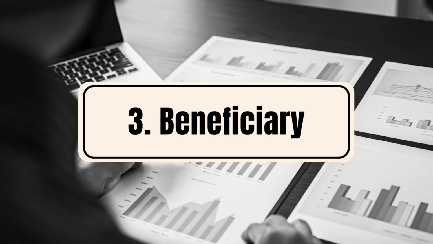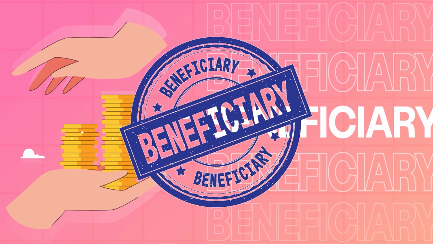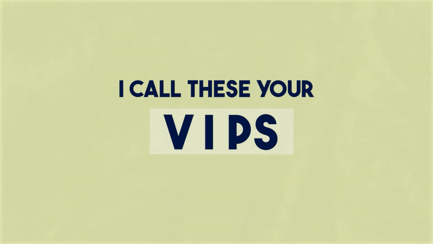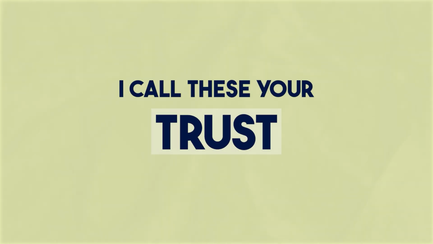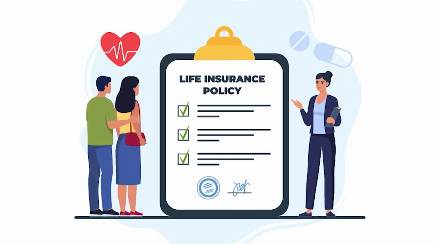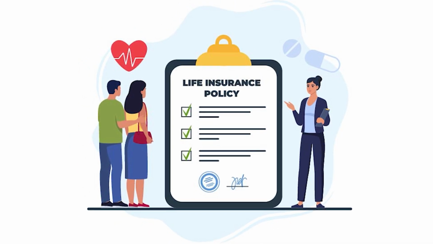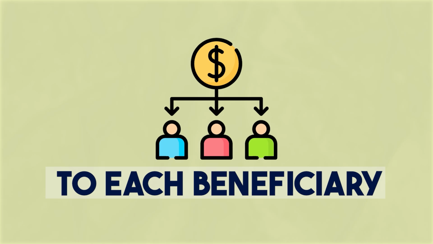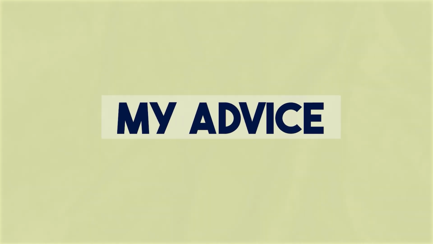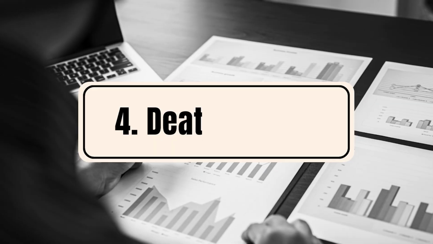3. Beneficiary. The beneficiary is the person or entity that will receive the payout after the insured's death. I call these your VIPs: the people, pets, estate, trust, or charities you want to take care of when you are not here anymore. Many life insurance policies will allow you to specify how much you want to leave to each beneficiary. My advice is the more you specify, the less fighting, arguments, and confusion there will be amongst your loved ones.